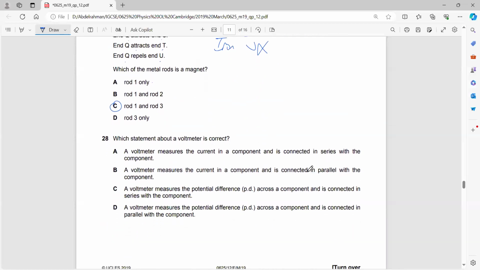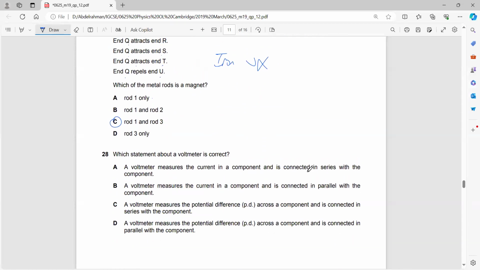Which statement about a voltmeter is correct? Voltmeter. It measures the current? Definitely not, a voltmeter cannot measure the current. It measures the potential difference across a component and is connected in series? Of course not, it's not connected in series. It is connected in parallel. It has to be connected in parallel. Yes, D. Thank you.